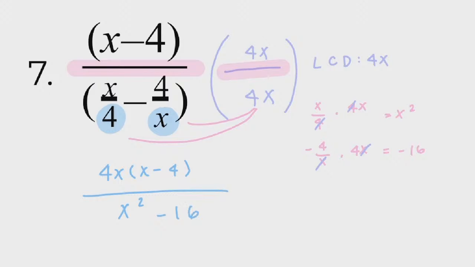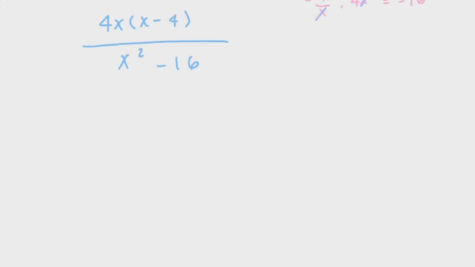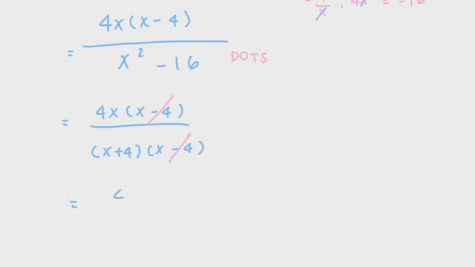So we have 4x times x minus 4 over x squared minus 16. Next, we want to see if we can factor anything. So in the denominator, this is a difference of 2 squares. So that's going to factor into x plus 4 and x minus 4. So the x minus 4's can cancel out, and we're left with 4x over x plus 4. And we can't factor or simplify anything else, so this is going to be the final answer.